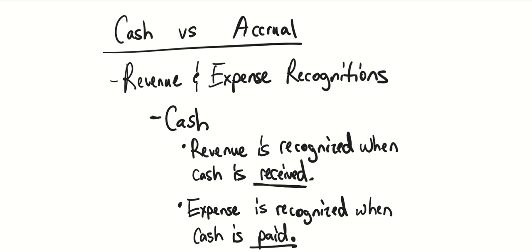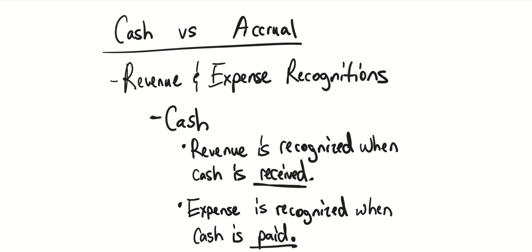So in accounting, we have two different types of methods in order to recognize transactions in the books. And that's the cash accounting method and the accrual accounting method. So the cash accounting method and accrual accounting method are methods that are used to recognize or report the revenues and expenses they generate in a business.